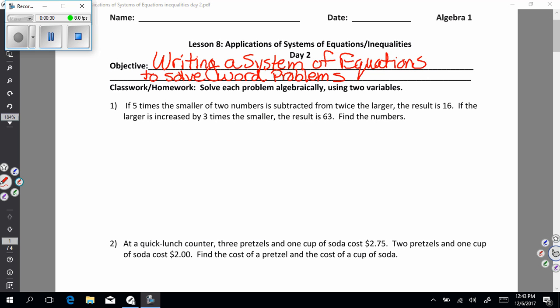So today we're going to do lesson 8 instead of lesson 7 because I think it's easier. Really, everything is going to be equations, not inequalities, and you already know how to solve systems of equations.